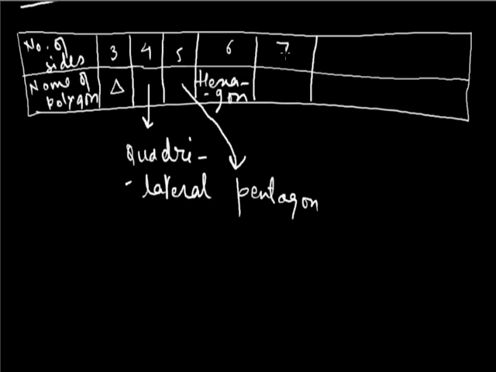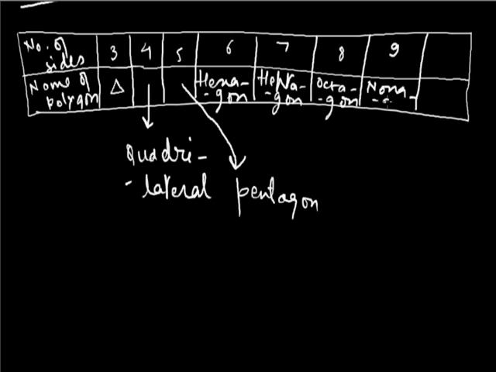7, heptagon. Similarly for 8, it is called octagon. For 9, it is called nonagon. And for 10, it is called decagon. And similarly, for more sides, there are other names.